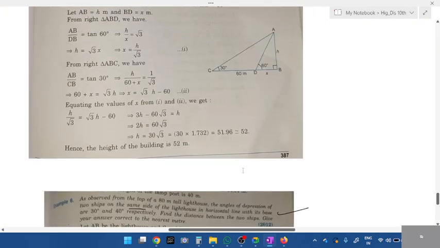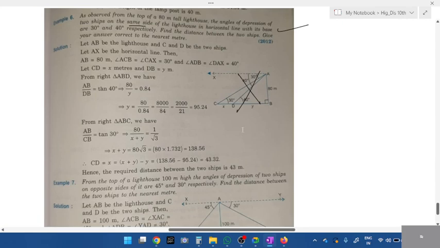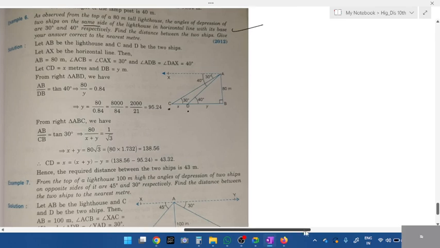Look at this diagram. It's the same diagram. Okay, we need to find the distance between the two ships, students. Which one is the distance between two ships? Where are the two ships? One is C and the other one is D, right? We have to find the distance between C and D.